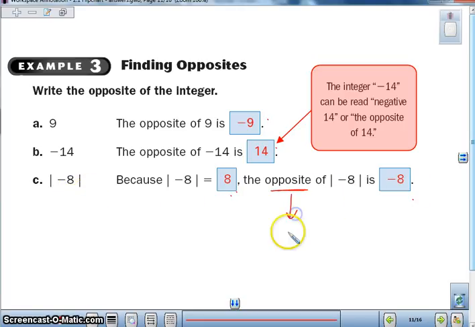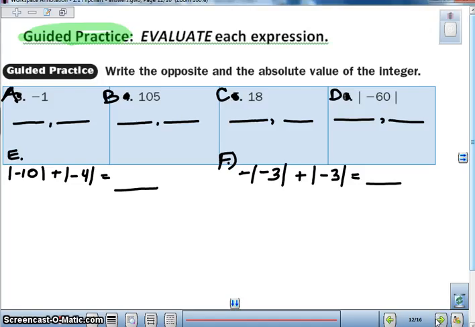Sometimes you will see this answer written like this. The opposite of -8 will give you a minus sign, and then you'll see the absolute value of -8. That's what this means. This negative out in front doesn't mean negative. It's interpreted to be the opposite. So you kind of got to be careful with that.